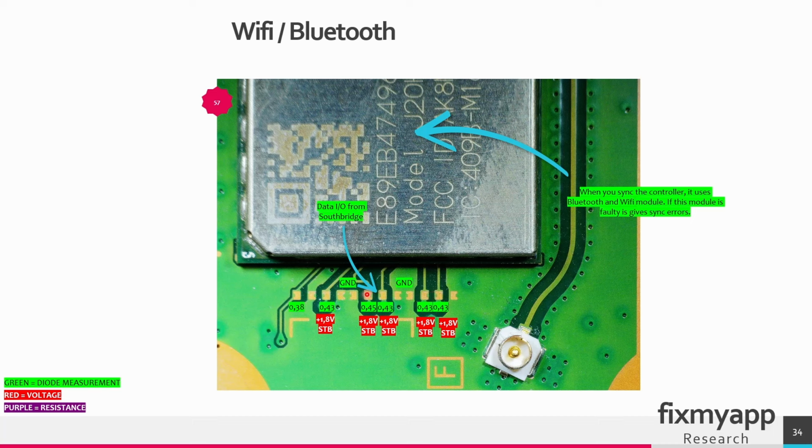These test pads here are the data lines, so the input and output goes from the Southbridge chip to this Wi-Fi module. In green are the diode measurements, and in red are the standby voltages. So on these pads you can find the 1.8 volt standby voltage.